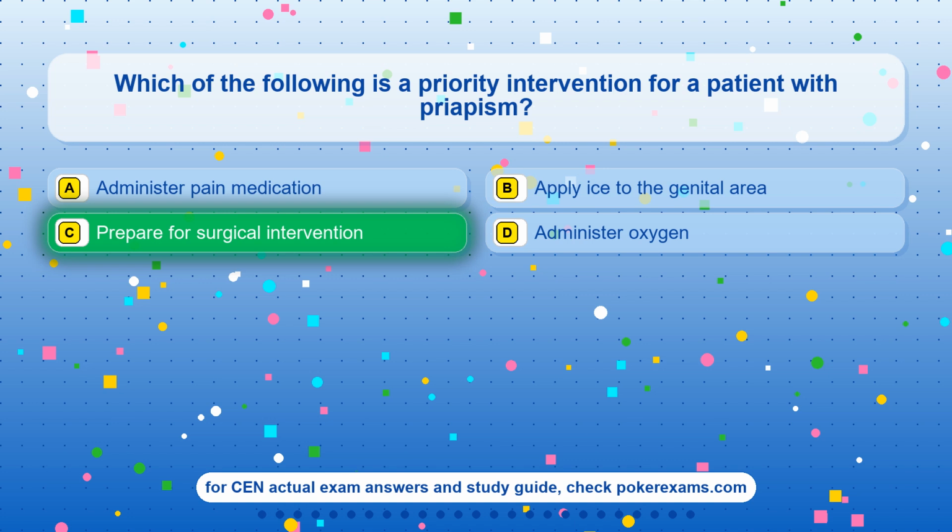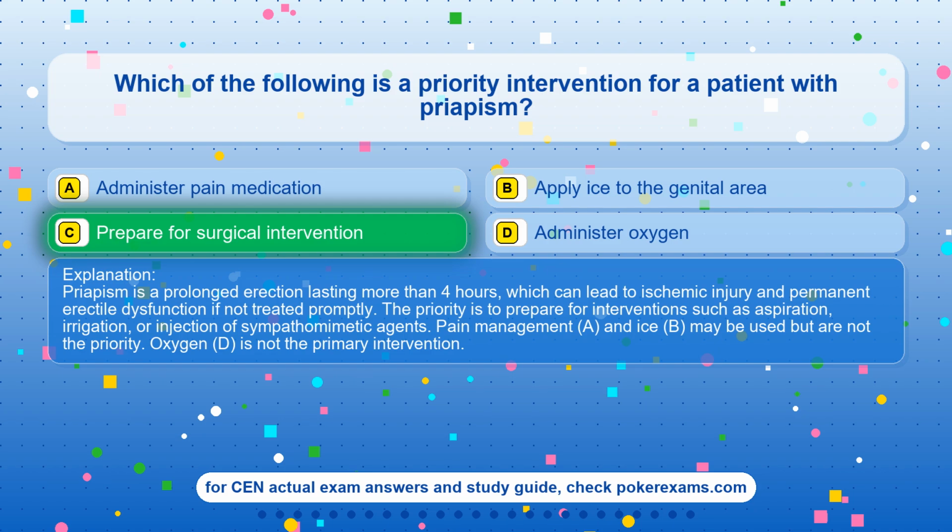The correct answer is option C, prepare for surgical intervention. Priapism is a prolonged erection lasting more than 4 hours, which can lead to ischemic injury and permanent erectile dysfunction if not treated promptly. The priority is to prepare for interventions such as aspiration, irrigation, or injection of sympathomimetic agents. Pain management, A, and ice, B, may be used but are not the priority. Oxygen, D, is not the primary intervention.